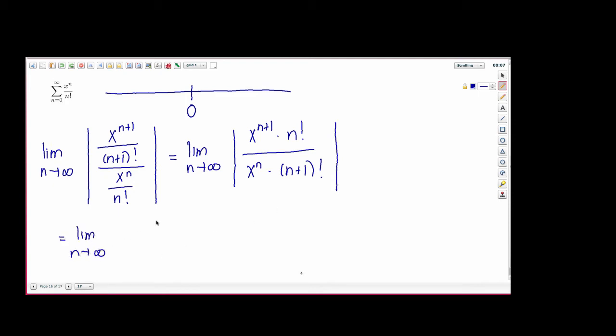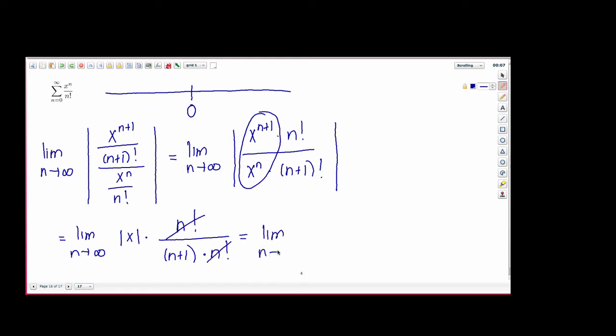The x to the n plus 1 over x to the n just simplifies to x, and we have the absolute value, so the absolute value of x. And then remember how our factorials work: n plus 1 factorial just means n plus 1 times n factorial. So our n factorials cancel, and we get the limit as n goes to infinity of the absolute value of x over n plus 1.